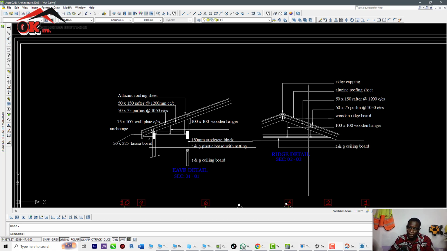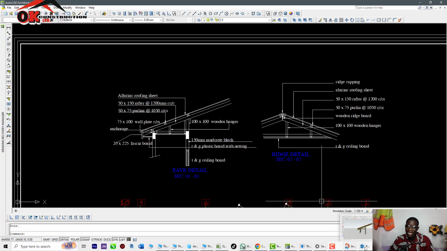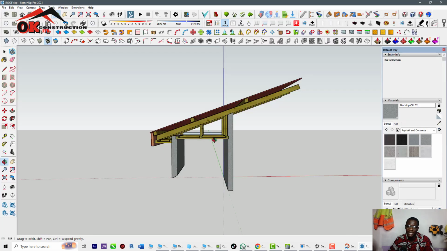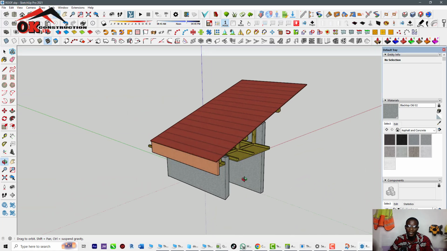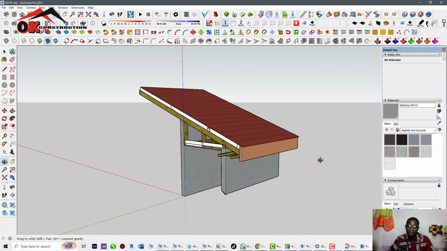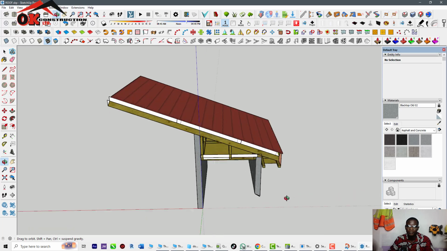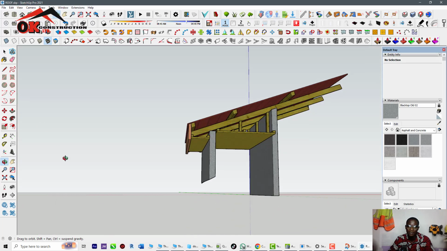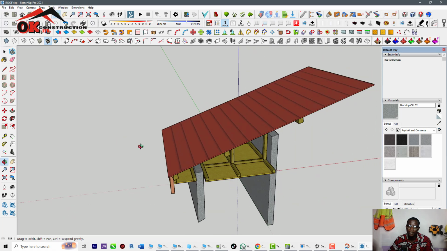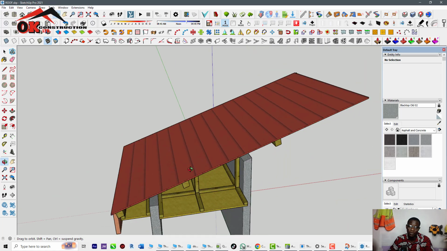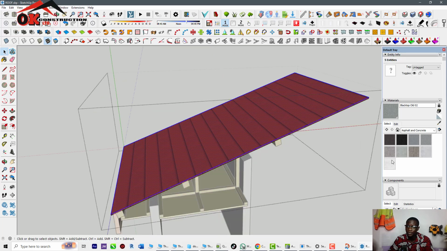Yes, so let's look at the 3D parts. So what we are discussing is the roofing. Let's assume this is the roofing sheet.